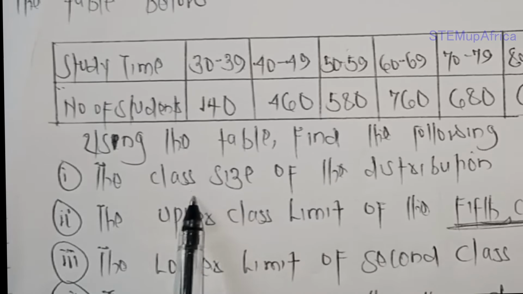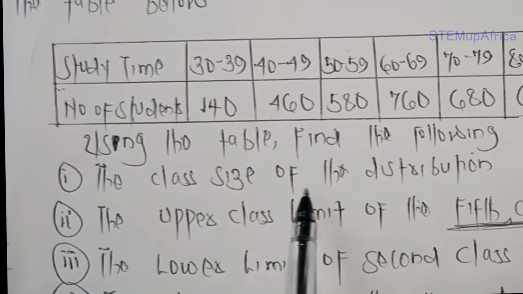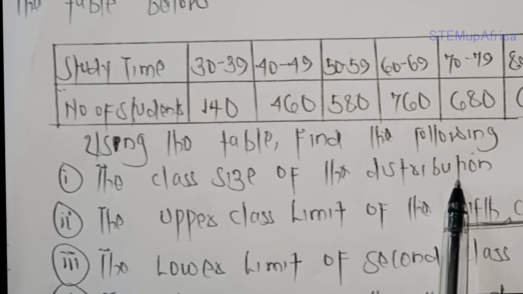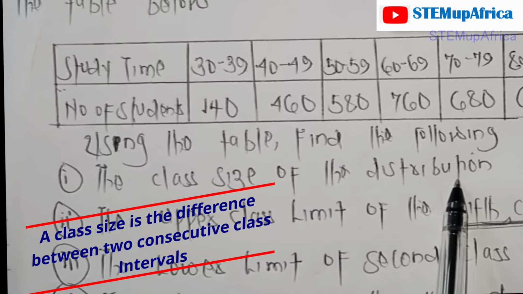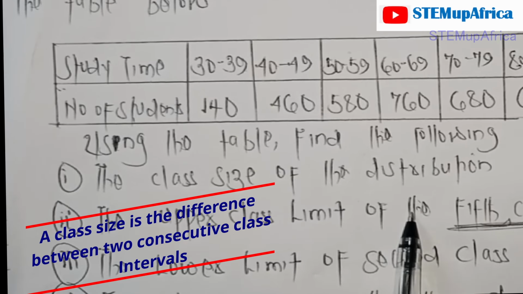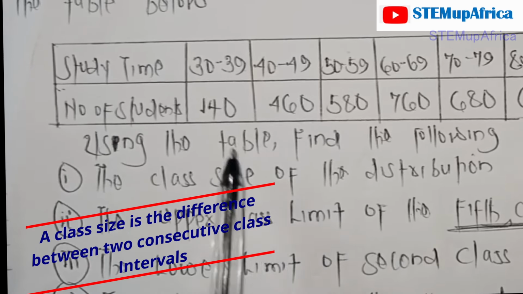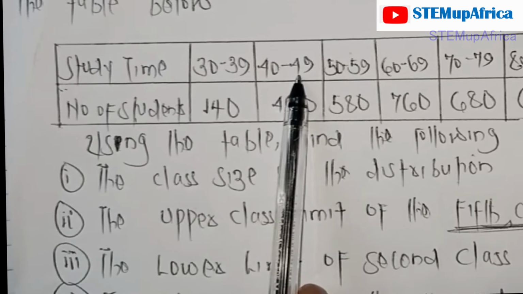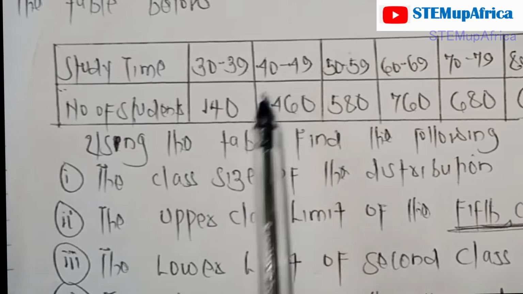Question 1 says we should find the class size of the distribution. So let's first of all understand what a class size is. A class size is the difference between 2 consecutive class intervals. This class interval and the next class interval are consecutive. Why? They follow each other.